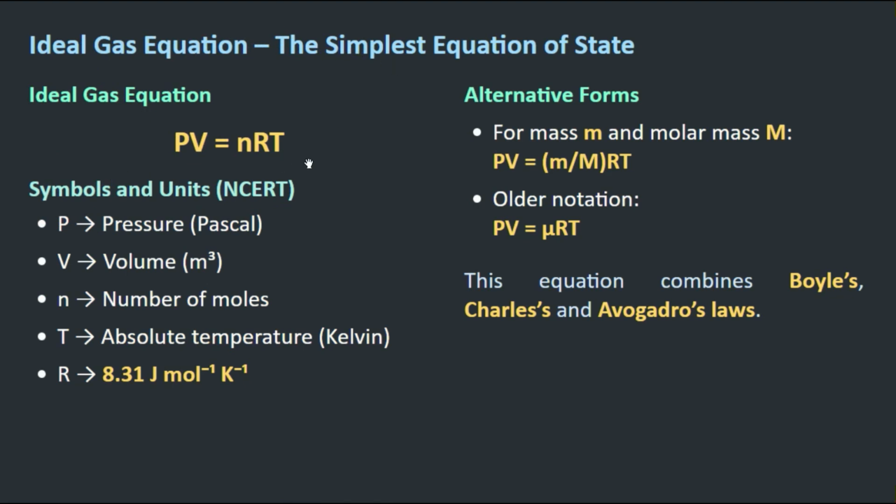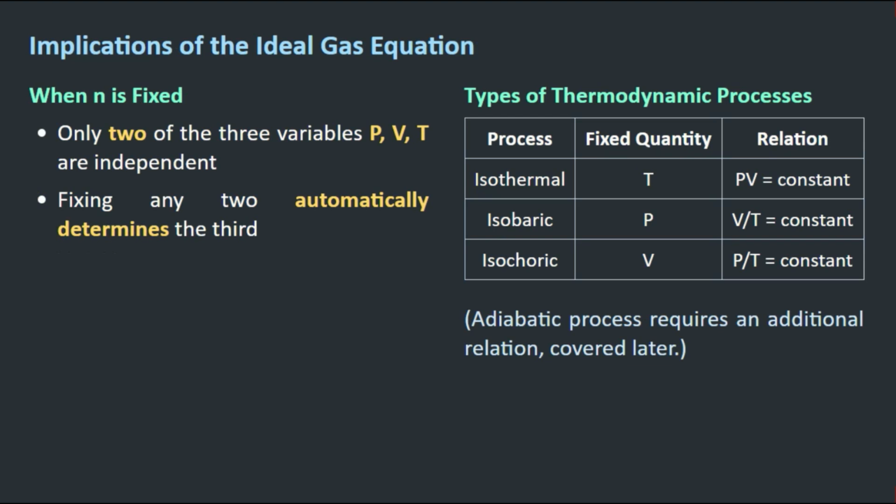Now the ideal gas equation looks like this, where we have pressure, volume, number of moles, the gas constant, and absolute temperature. Alternatively, you know from your chemistry class that n can also be written as mass by molar mass. And PV equals nRT, we'll be deriving in the next chapter with Boyle's, Charles's, and Avogadro's laws. So, implication: what do you learn from this? We fix one quantity, change the other two, and see how they influence each other. That's the whole point.